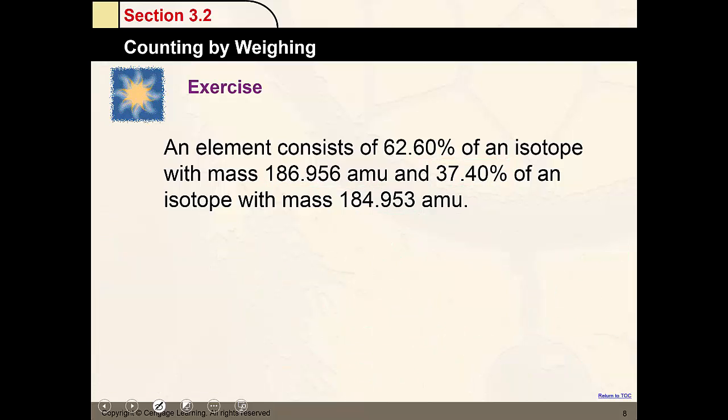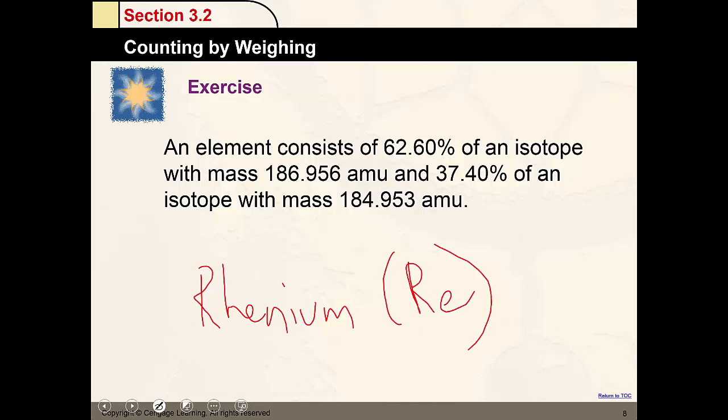And now we look at our periodic table. What element has an atomic mass of 186.2, or one that's very close to 186.2? We find that that is rhenium, or the chemical symbol Re.